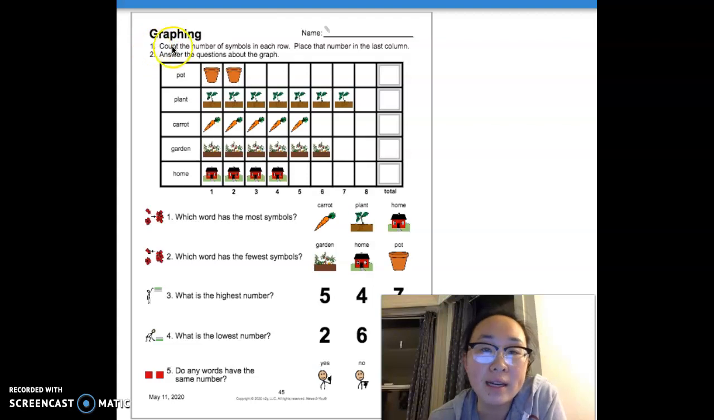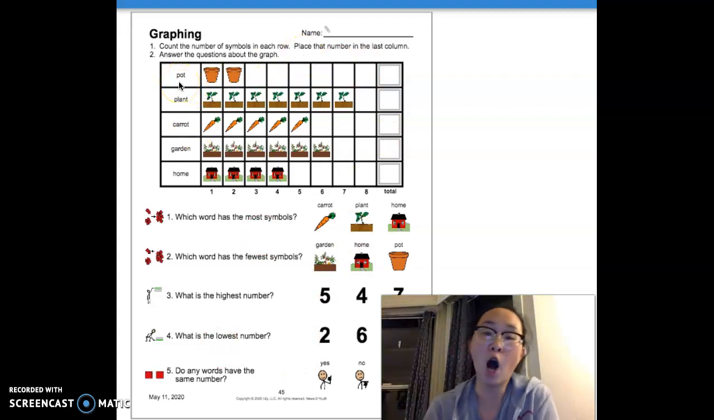Graphing. Number 1, count the number of symbols in each row. Place that number in the last column. 2, answer the questions about the graph. So we're going to first count the numbers, put it in the column, then we're going to answer these questions about our graph.